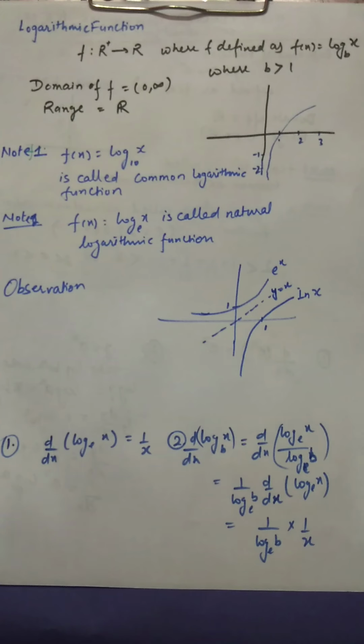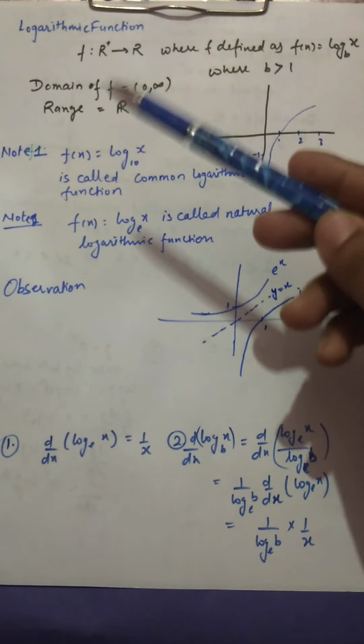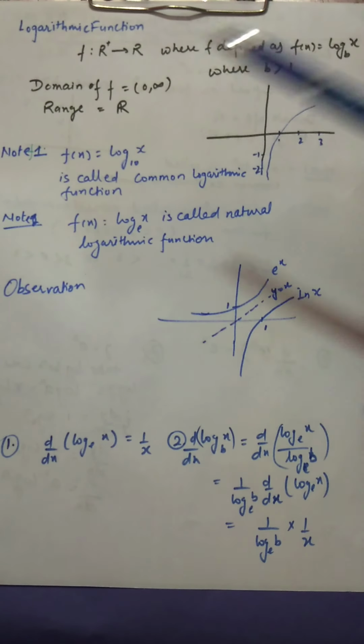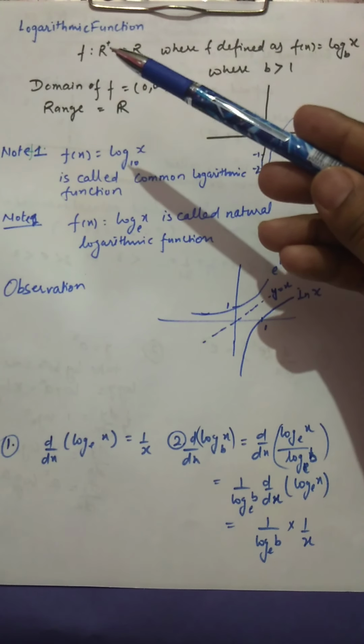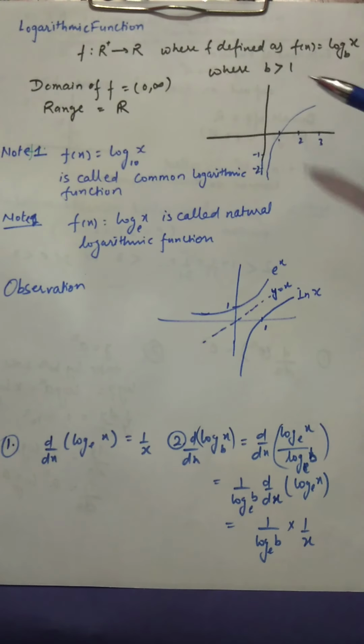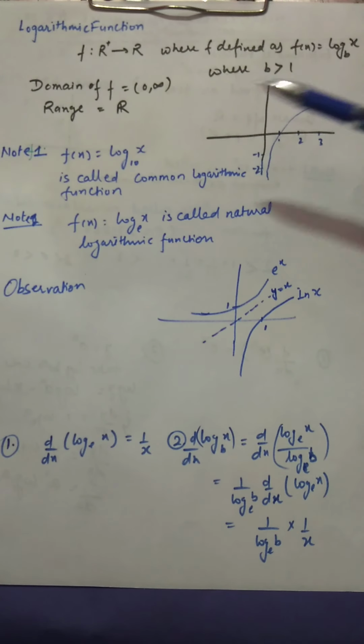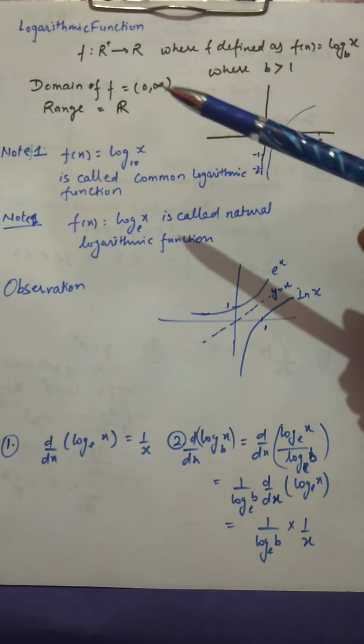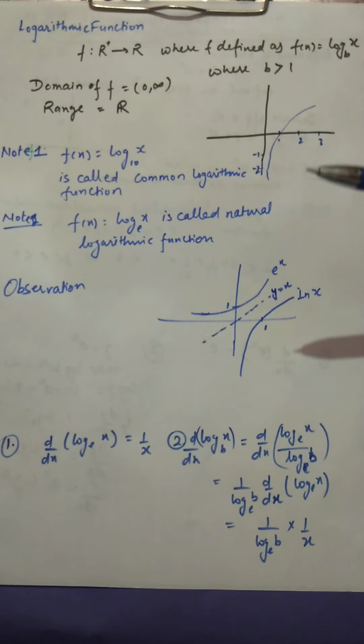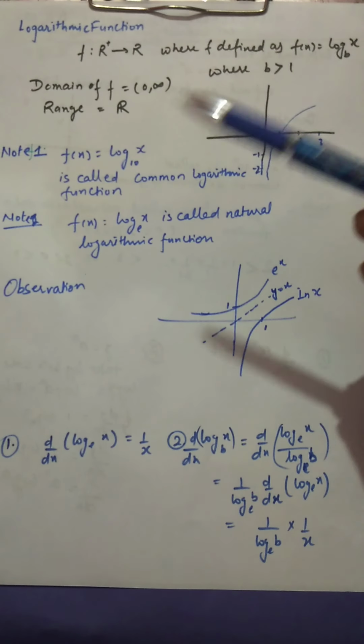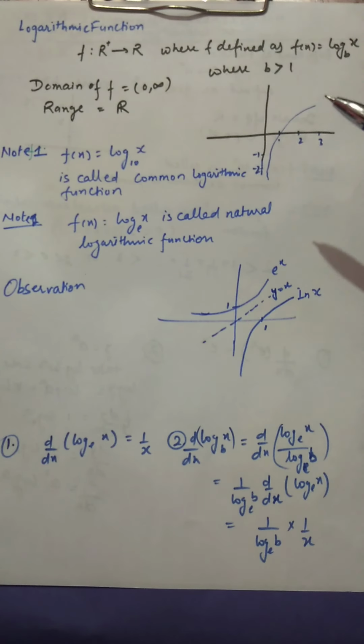Okay. Now we are going to define the logarithmic function, that is, the function from R positive to R, where f is defined by f(x) equal to log base b of x. Here b we are taking greater than 1, as we have taken in the case of the exponential function. Now the domain of f is 0 to infinity. That's why I was saying earlier also that log x is defined only for positive values of x.